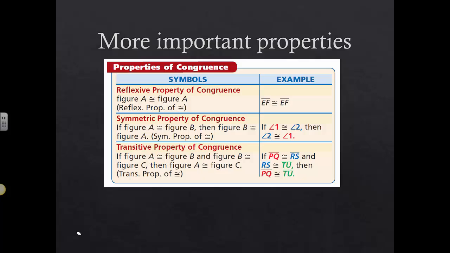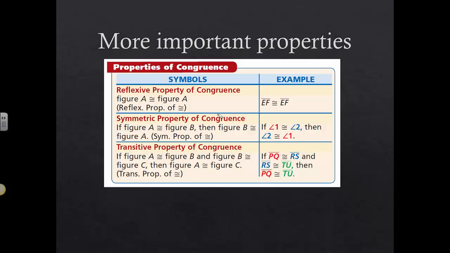Not only do we have properties of equality, but we also have properties of congruence. And the properties of congruence that we're going to use are the reflexive, the symmetric, and the transitive property. If we're saying that figure A is congruent to figure A, a figure is congruent to itself, that's what we call the reflexive property of congruence. An example of that would be that segment EF is congruent to segment EF.